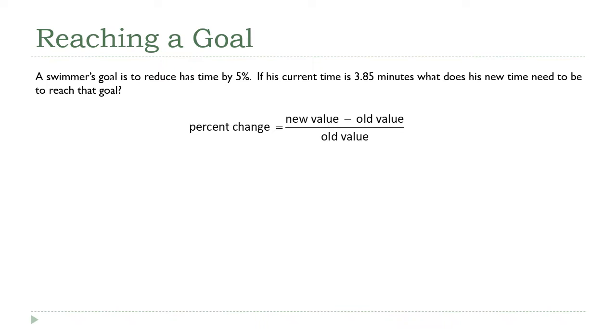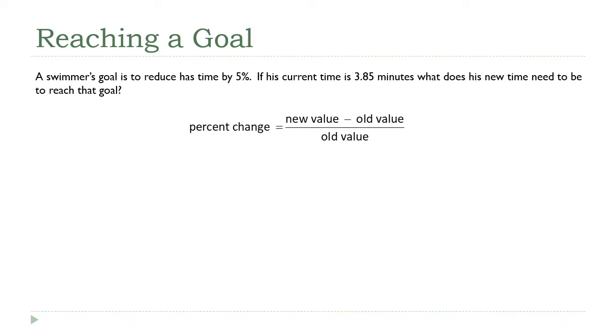So I've got a question for us to think about. We have a swimmer, and we know that his current time is 3.85 minutes, and he wants to improve this. Specifically, he wants to reduce it by 5%. So how can we figure this out? Well, that 5% is the percent change that he's looking for.